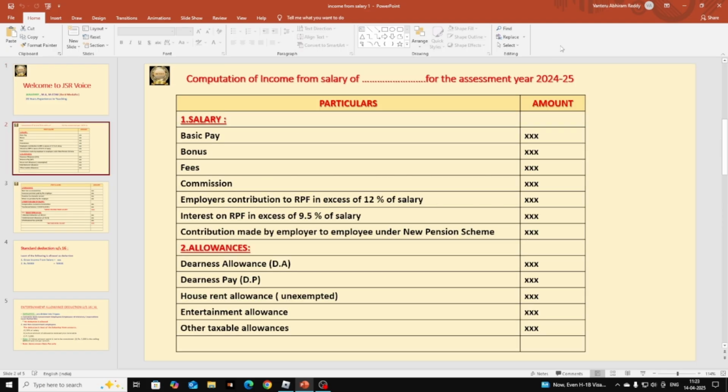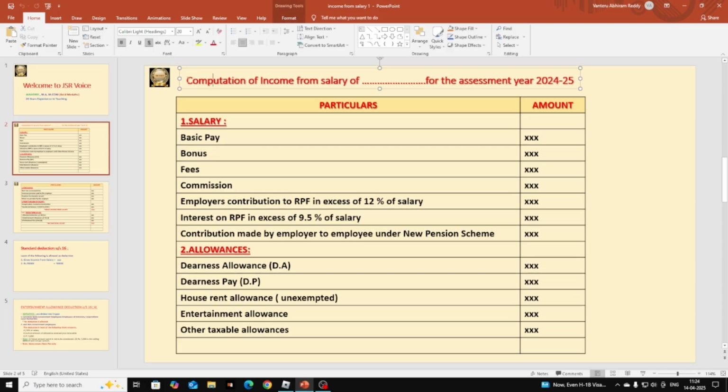So this is a format of calculation of income from salary of one assessee. You have to draw columns, particulars and amount. On the top you should give the heading, that is, computation of income from salary of dash. So you have to write the name of the assessee for the assessment year 2024 and 25. So this is a format.